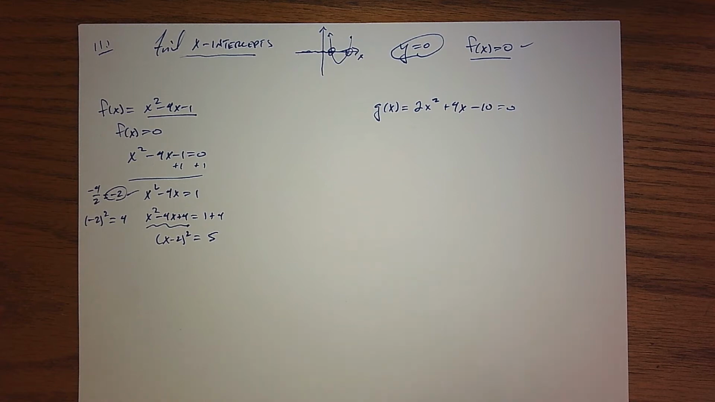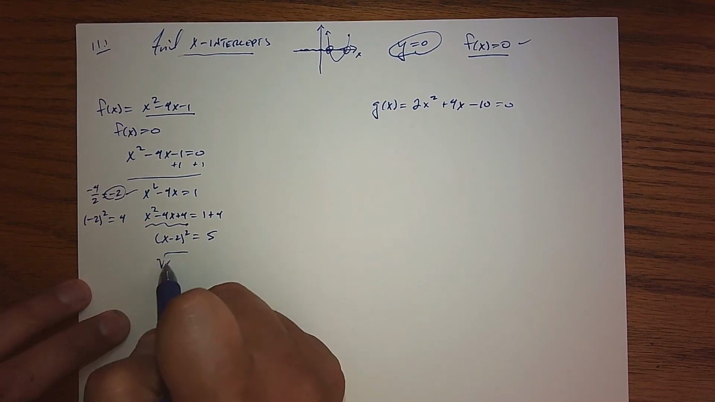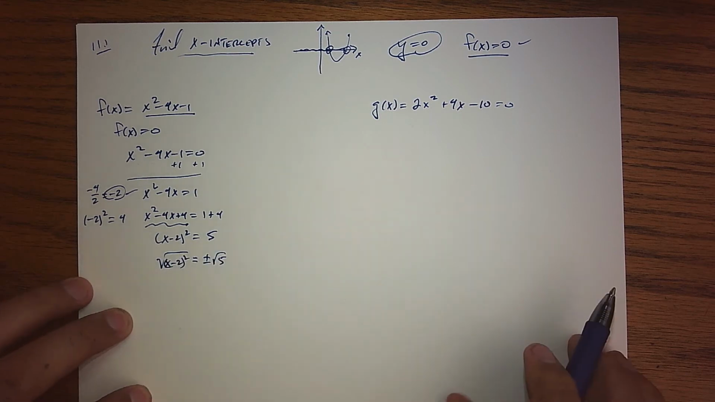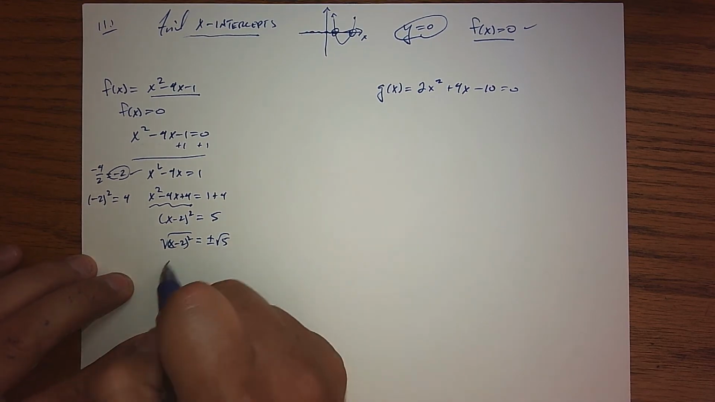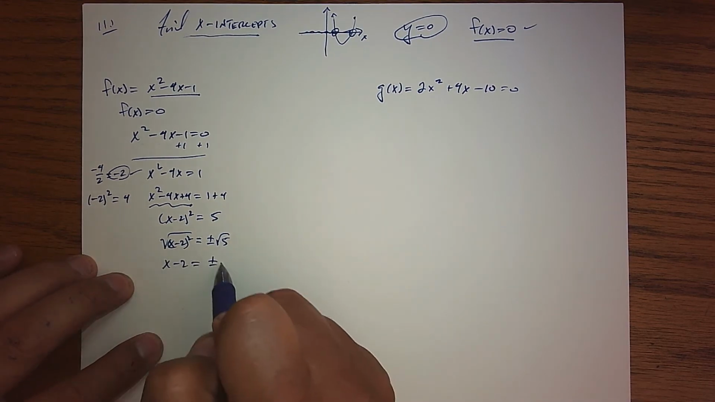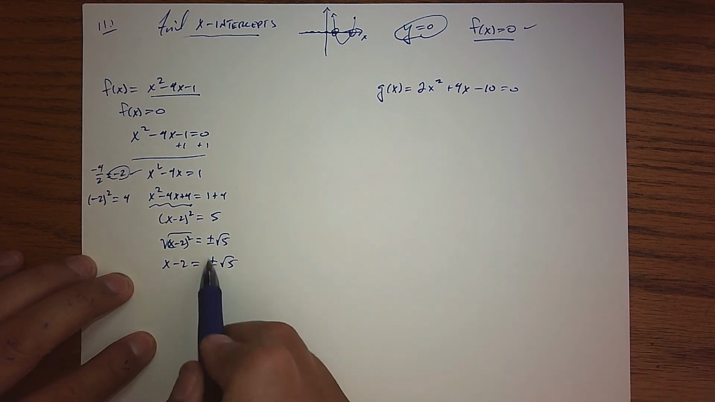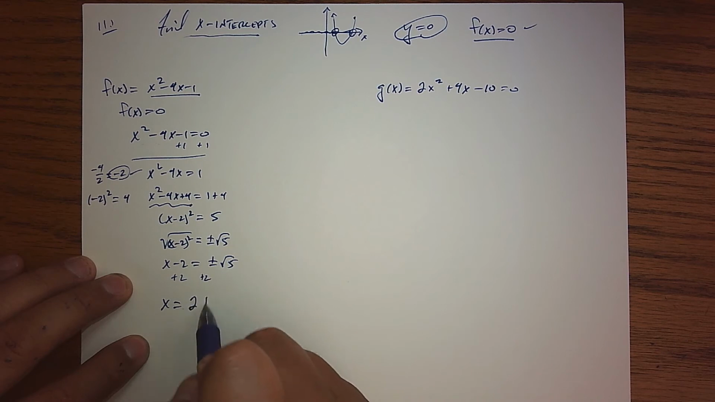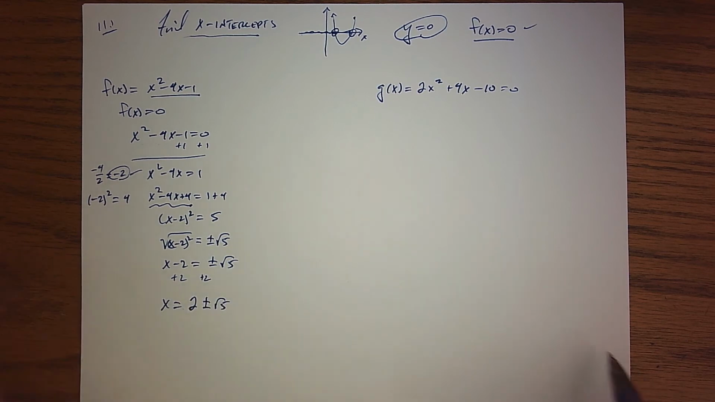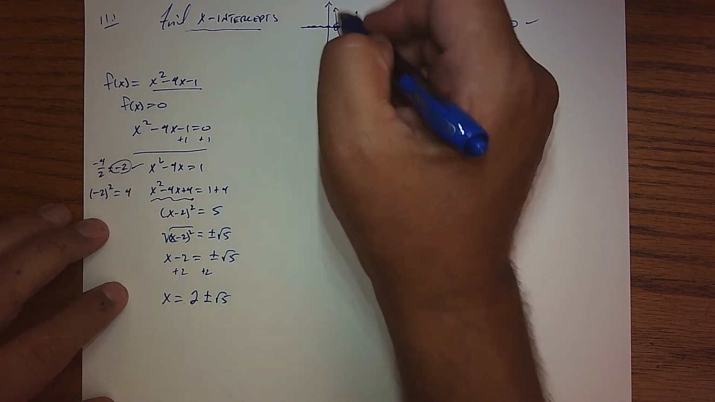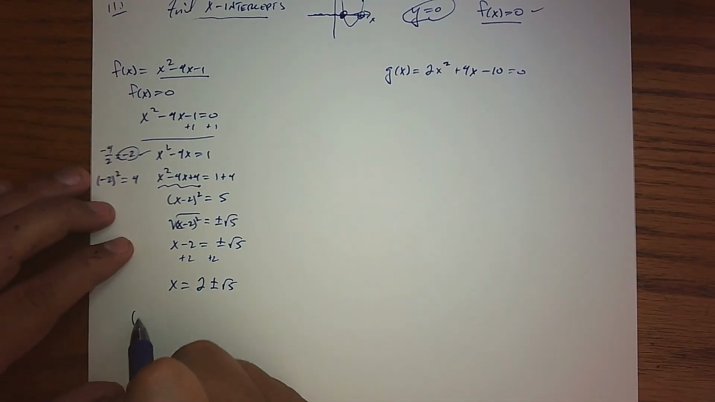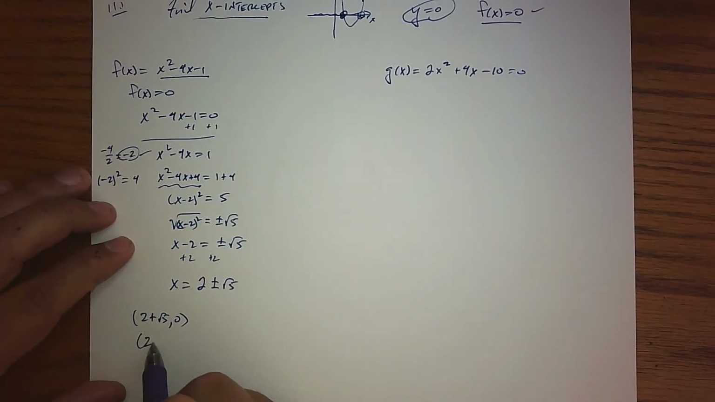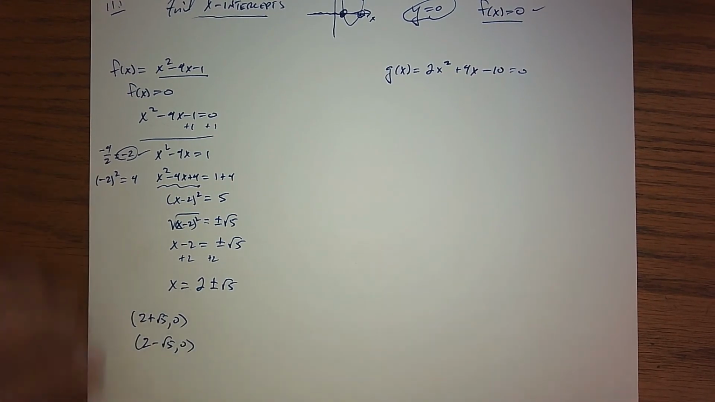So now we can use the square root property. It's nice and set up for it. So I'll take the square root of this side, and I've introduced the plus or minus on that side. So we get x minus 2 equals plus or minus the square root of 5. It doesn't matter which root I use. We're adding 2, and so x equals 2 plus or minus the square root of 5. So I have two x-intercepts. Remember, these are points. So one of the points is 2 plus the square root of 5, 0. And the other would be 2 minus the square root of 5, 0.